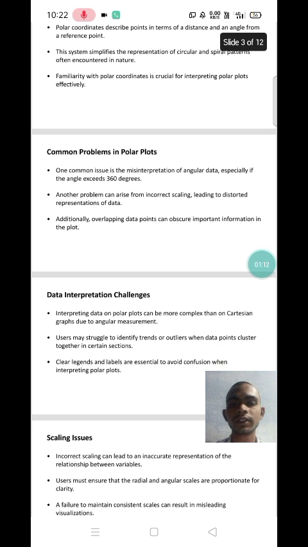The next one, common problems in polar plots. One common issue is the misinterpretation of angular data, especially if the angle exceeds 360 degrees. Another problem can arise from incorrect scaling, leading to distorted representations of data. Additionally, overlapping data points can obscure important information in the plot.